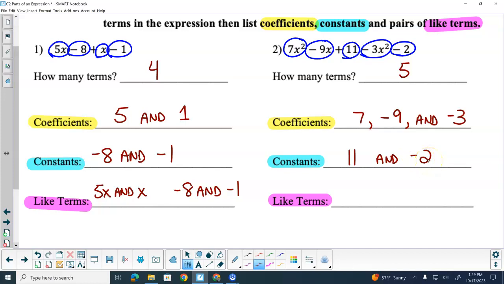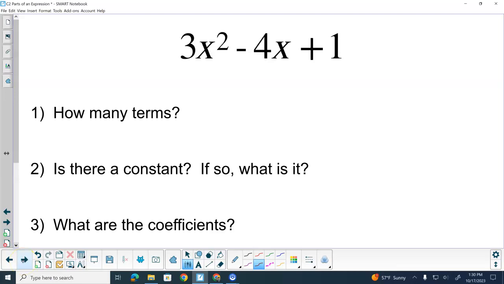Like terms, 7x squared and -3x squared are like terms. They have the same variable, they have the same exponent. Okay? And then our constants are also like terms. So this would be 11 and -2. Okay? Off to the side now, do this one problem. How many terms? Is there a constant? If so, what is it? And what are the coefficients?